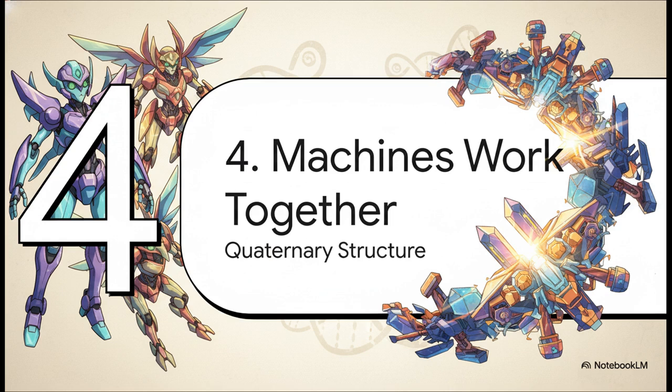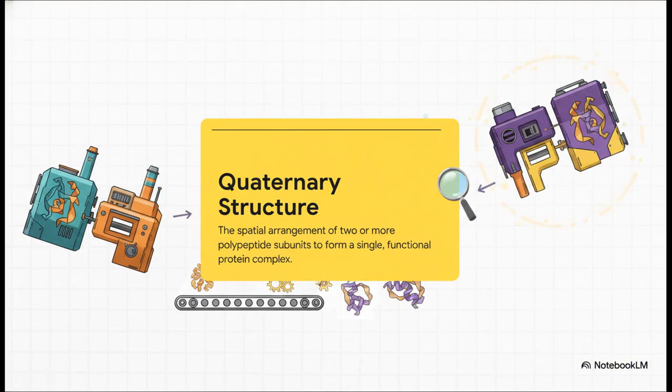And that brings us to our 4th and final level of assembly. What happens when individual protein machines team up to form a larger, more complex superstructure? This is quaternary structure. It's what happens when you have two or more separate polypeptide chains, each one already folded into its own tertiary structure, that then assemble into a single functional complex. It's like having multiple specialized machines on a factory floor all working together to carry out a much bigger task.